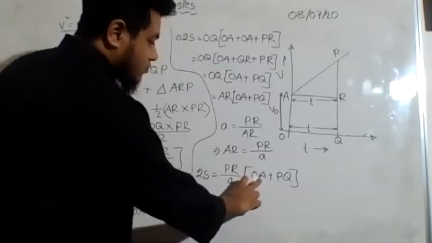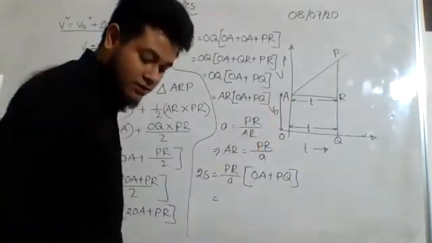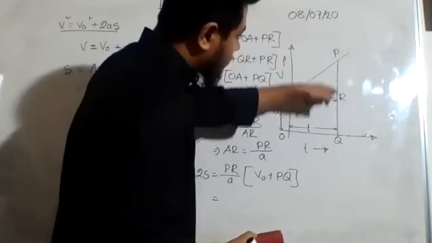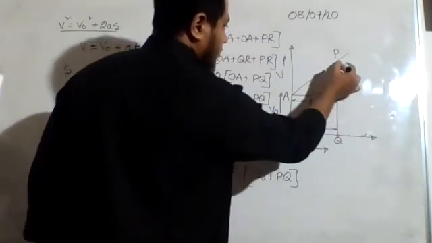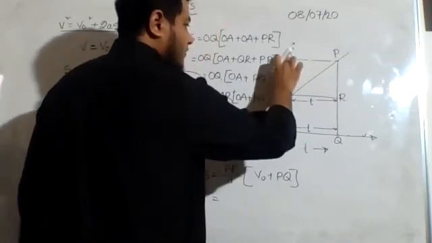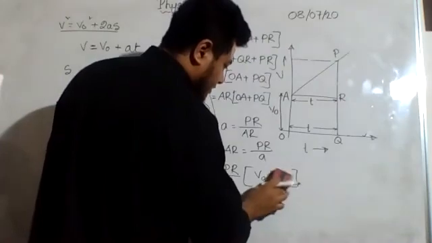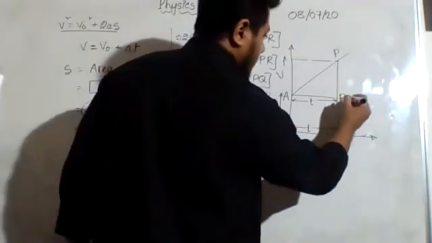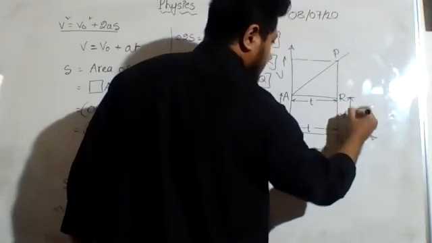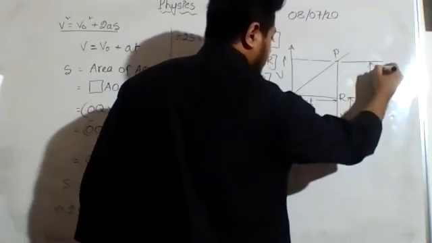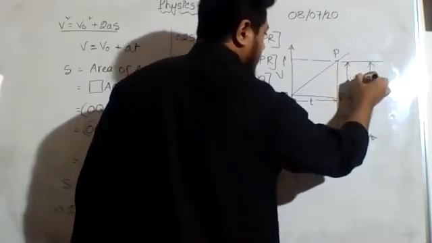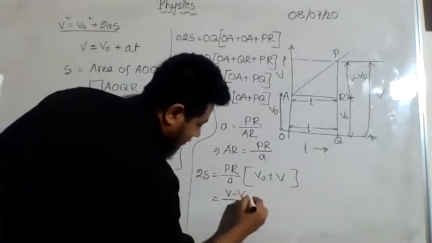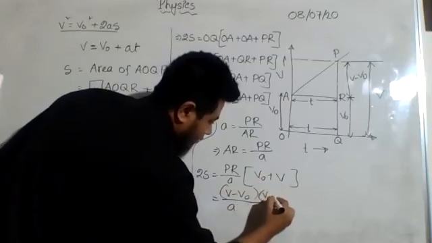Now we will replace the value of OA. What is OA? OA is the initial velocity V0, so I can write V0 here. And PQ is the total velocity. At point Q, what is the velocity? This is the velocity which is equal to PQ, so PQ can be replaced by V. And PR, as I showed you, this one is V0 and this total is V, so the gap between them is V minus V0. So PR can be replaced as V minus V0, and here we have V0 plus V.